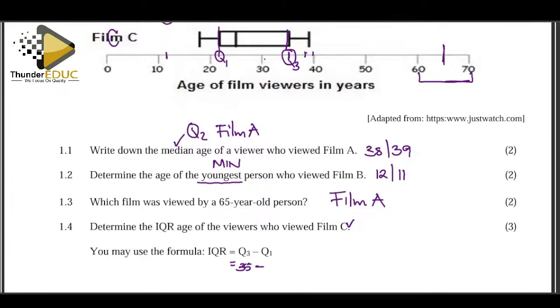Minus, let's look at this. Here, this could be 21 or 22. Let me take 22. And the answer becomes 13. Someone who took 36 is fine. Someone who took 21, it's fine. But you have to see that the values are close to what you're estimating. This box and whiskers never had exact numbers. All right, we continue.